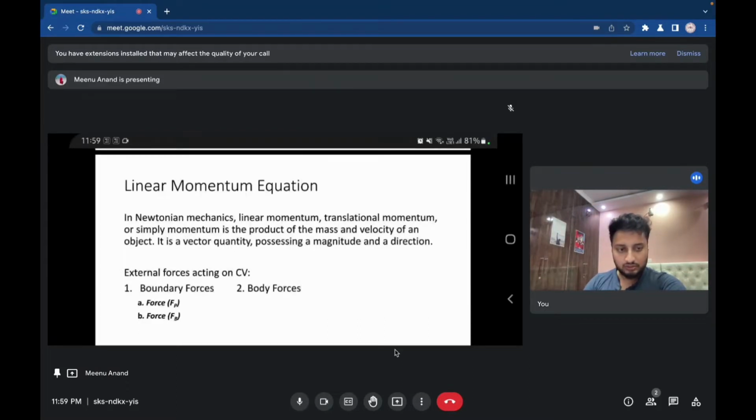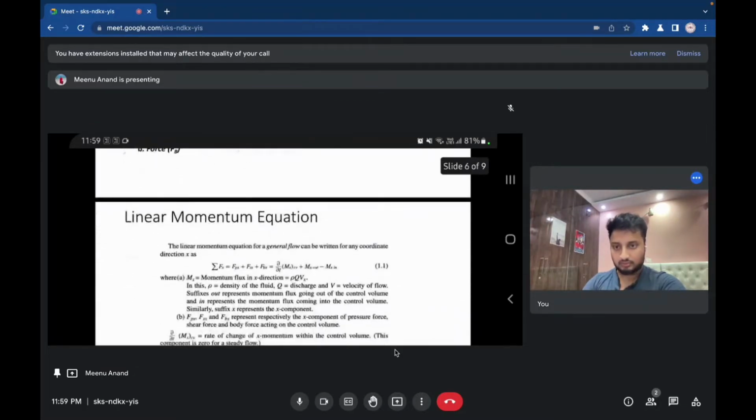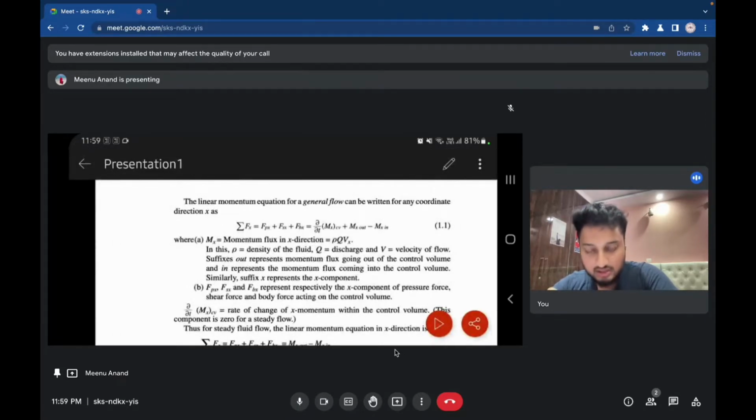The linear momentum equation for a general flow can be written for any coordinate system as summation Fx is equal to FPx plus FBx, which is equal to delta by delta t of (Mx)CV plus Mx out minus Mx in, which is the first equation, where Mx is the momentum flux in the x direction, which is equal to rho Q V. In this, as usual, rho is the density of the fluid, Q is the discharge, and V is the velocity of flow. Suffix out represents momentum flux going out of the control volume, and suffix in represents the momentum flux coming into the control volume. Similarly, suffix x represents the x component.